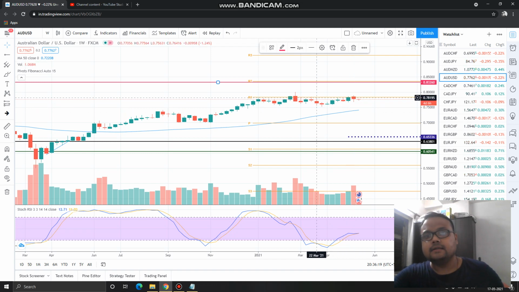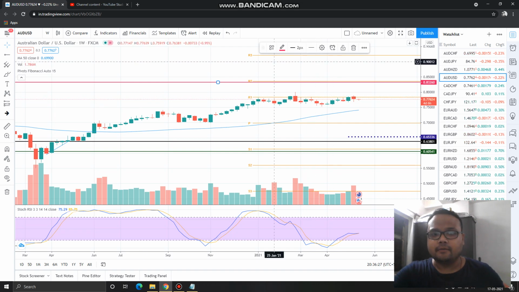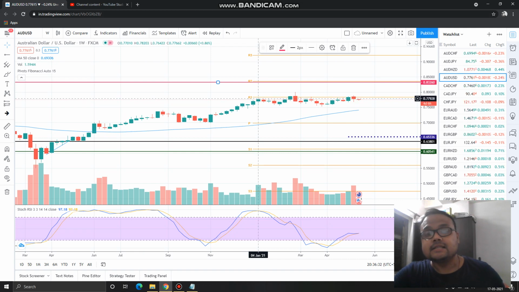So this resistance is very crucial for the market, and if we look at the bigger picture, we can see that the market has been trying to cross this resistance since January. You can see the date here. Whenever the market is going up, it is facing selling pressure from above, it is coming down, sellers are pushing the price downside, and ultimately the market is unable to cross the resistance.